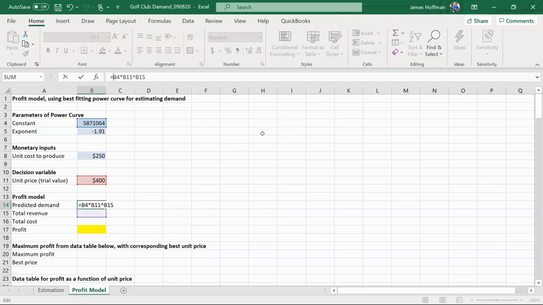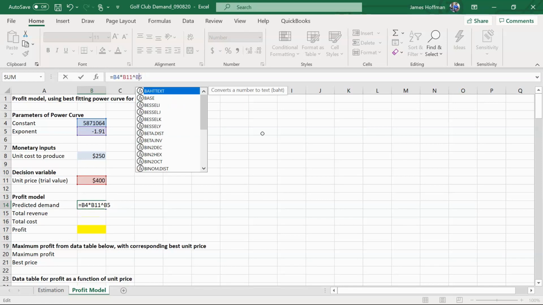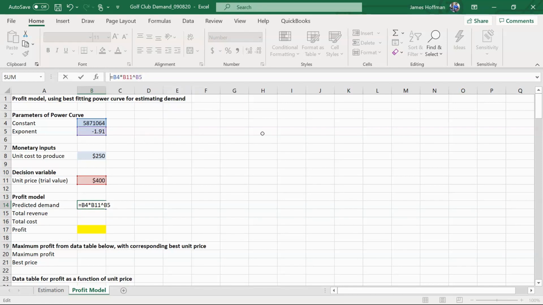Okay, so equals B4 times B11 raised to B5. The little caret sign means raised to. Oh sorry, that should be B5. Okay, so it equals B4 times B11 raised to B5.